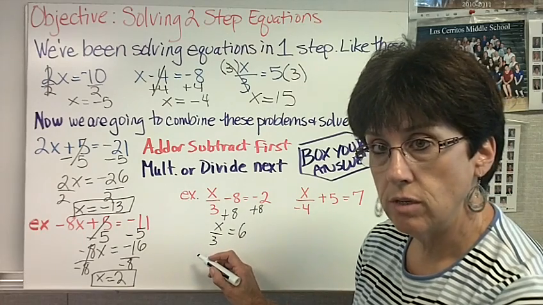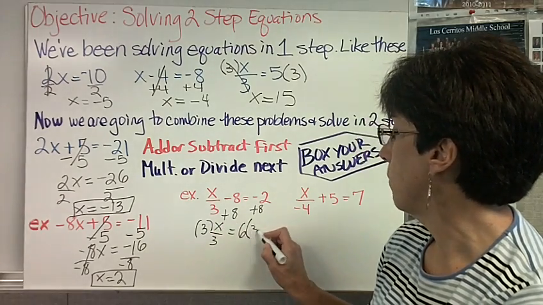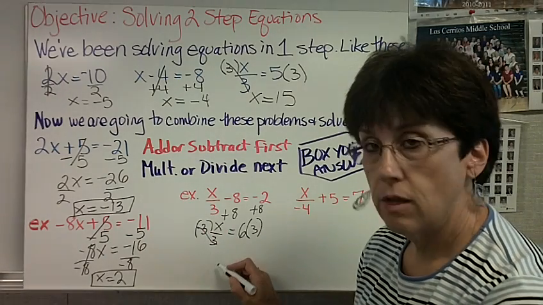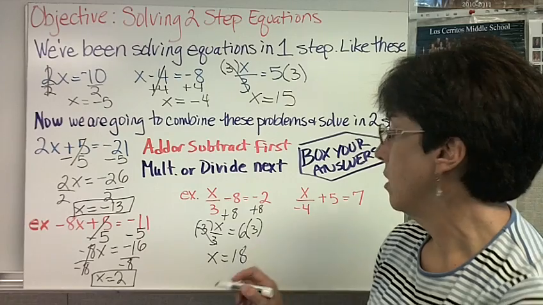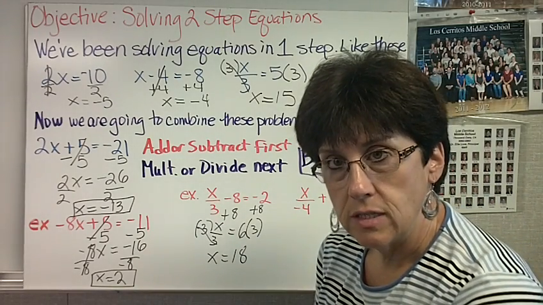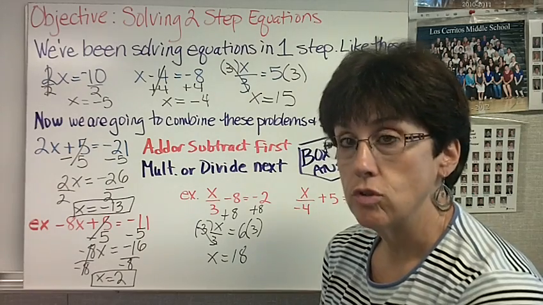The inverse of division, multiplication. Anything over itself is 1. X equals 18. Remember, if I'm going a little too fast on this, you need to pause it, okay? Pause it and make sure you're understanding.